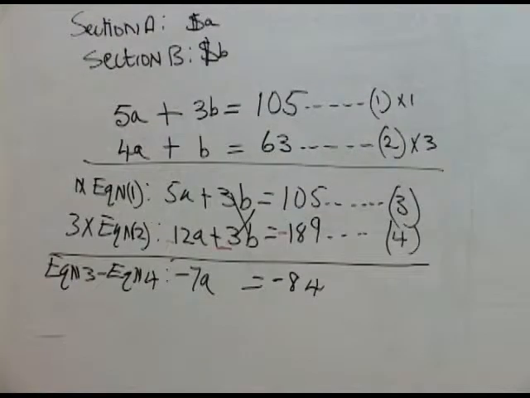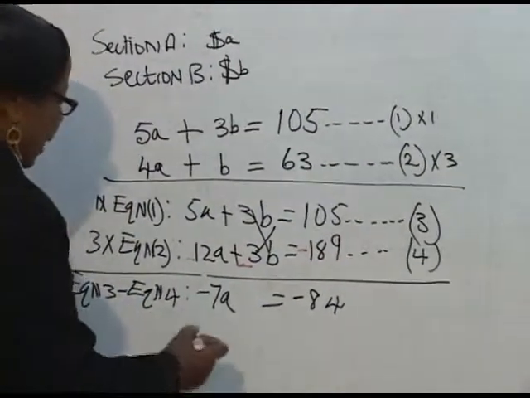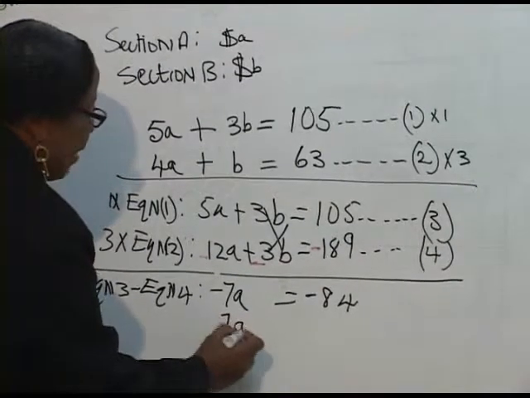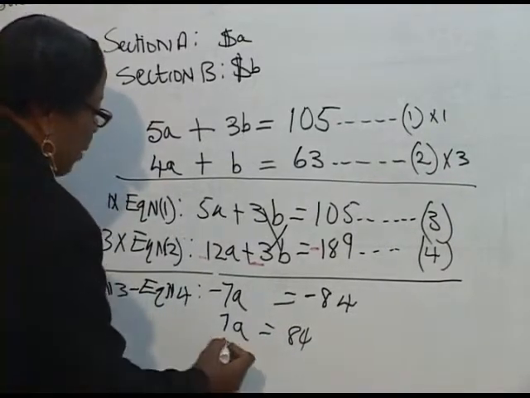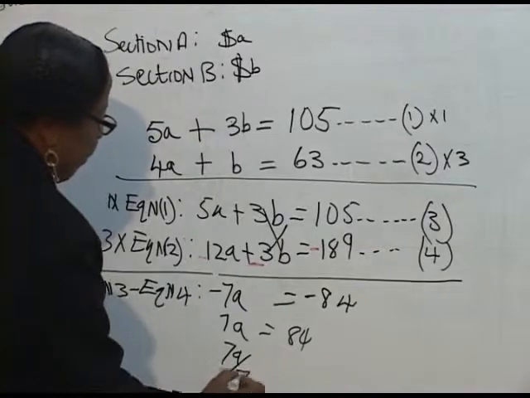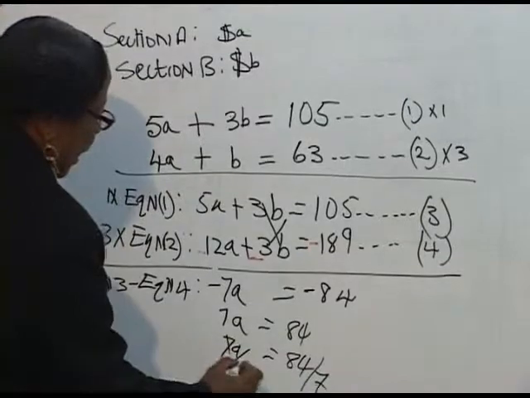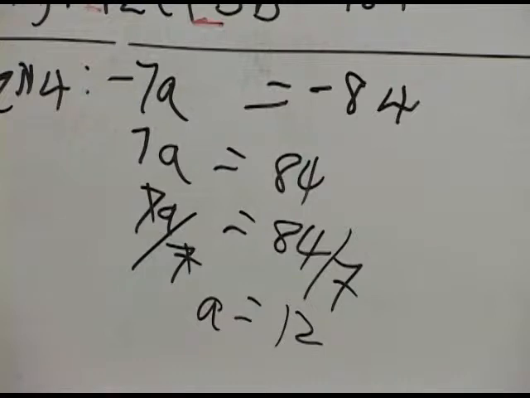Now again, we say the variable cannot be a negative number, so we're changing the signs immediately, and we're going to get that 7A is equal to 84. We don't want 7A, we want 1A. So it is 7A divided by 7 equal to 84 divided by 7, and so we're going to get A is equal to 12. So where we have A in any of our equations, we're going to replace it by the number 12 to find a value for B.